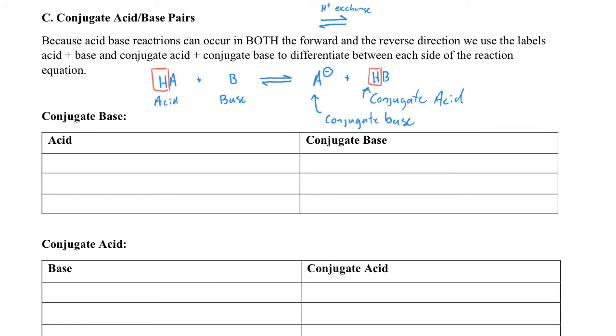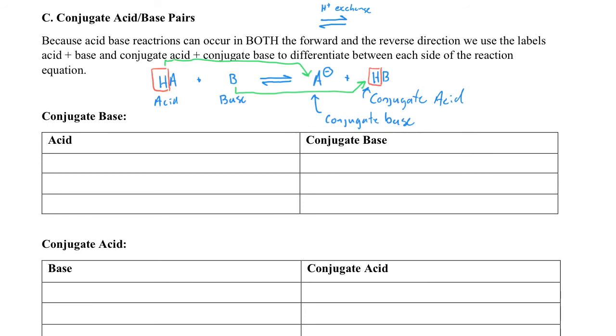That's why we call HB the conjugate acid, because now it's the one that can donate the proton over to the A minus. And that's why A minus is called the conjugate base, because it can accept the proton. And they just go back and forth like this, constantly changing roles, where one is called acid, one is called base. And then on the right-hand side, there are the conjugate base and conjugate acid. The roles are reversed. The acid always becomes the conjugate base, and the base always becomes the conjugate acid.